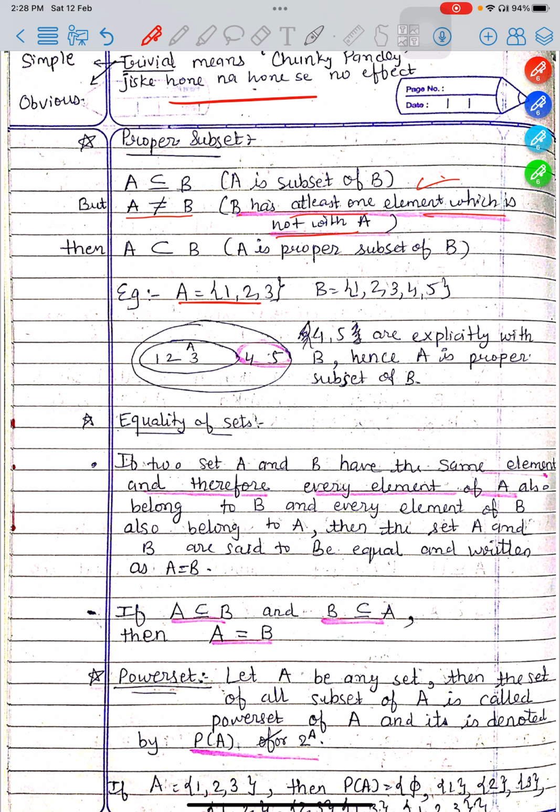So here it is given A is 1, 2, 3 and B is 1, 2, 3, 4, 5. Here we have the representation. A is 1, 2, 3, and this set is B. So B has 1, 2, 3, 4, 5, and A is completely inside B. Therefore A is a proper subset of B. 4 and 5 are explicitly in B, hence A is a proper subset of B.